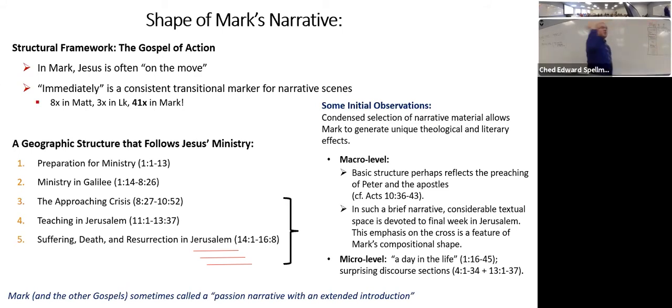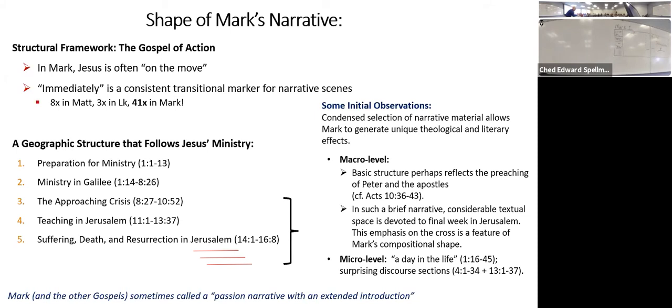So if you're going at a breakneck speed in Mark, and then all of a sudden it spans out to a single day, so what could possibly be going on? So here you see, let's just look at it. Jesus' summary statement about preaching the gospel. He gives a summary statement, and then the day starts in verse 16. And all of this takes place in one day.